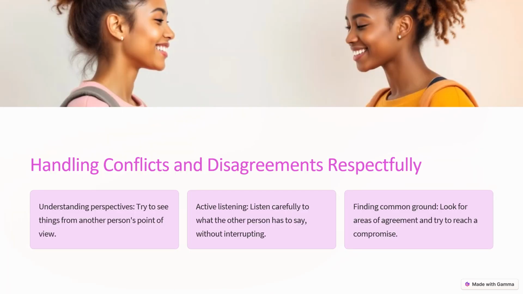This next slide, we're talking about handling conflicts and disagreements respectfully. So, understanding perspectives. We talked about this in our last presentation about social awareness. Try to see things from another person's point of view. Again, there goes that active listening. Listen carefully to what the other person has to say without interrupting. And lastly, we want to find common ground. So look for areas of agreement and try to reach a compromise.